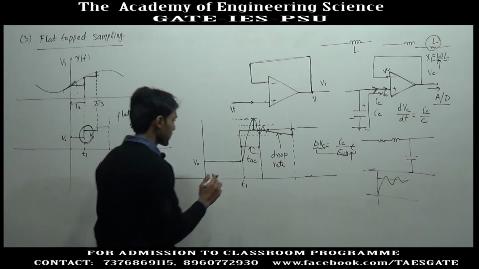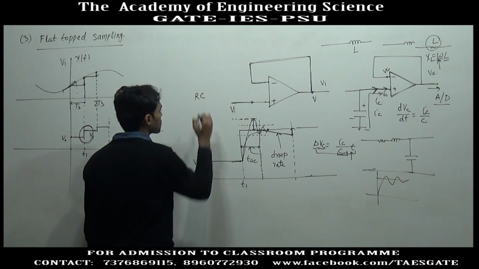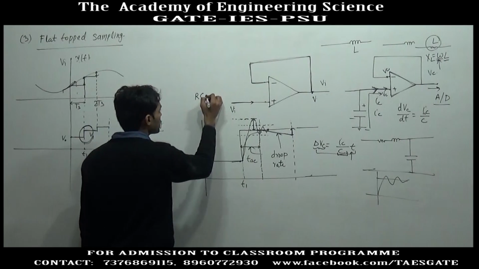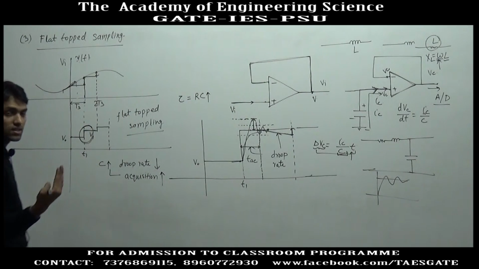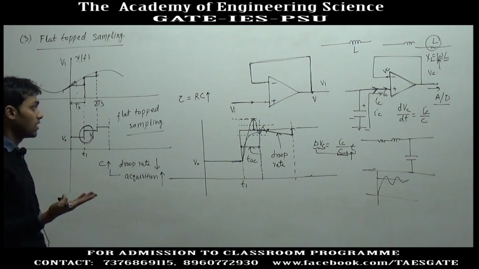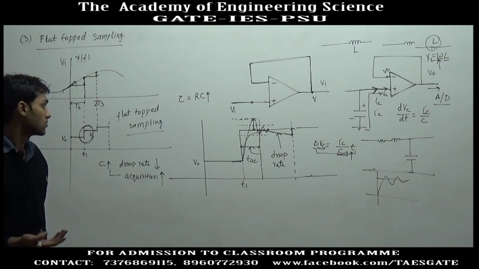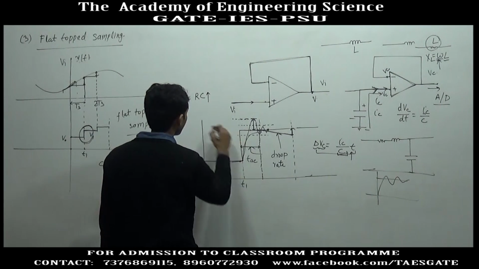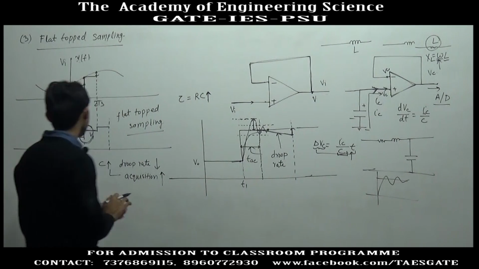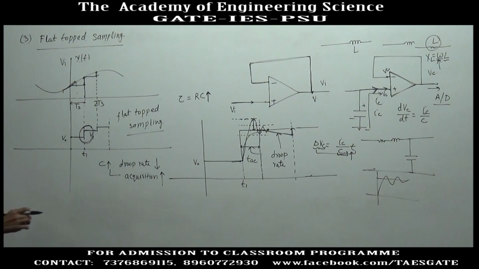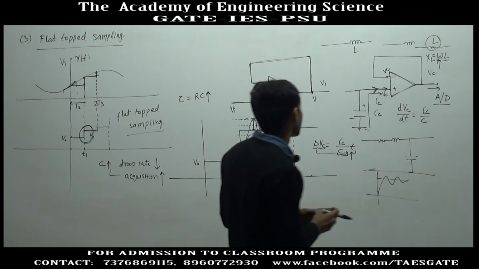If we analyze it taking it as a first order circuit, the time constant of the first order circuit is RC, and if capacitance is increased, the time constant will increase, and if the time constant is high, we will say that the transient is slow, the change in capacitor voltage is slow. So, by increasing C, acquisition time will increase. So, this is how we get a flat top signal using a sample and hold circuit.